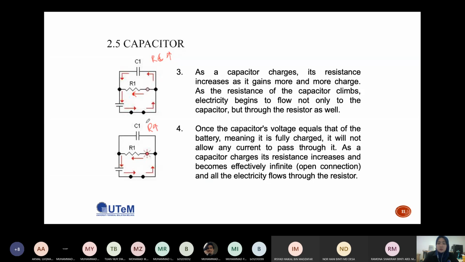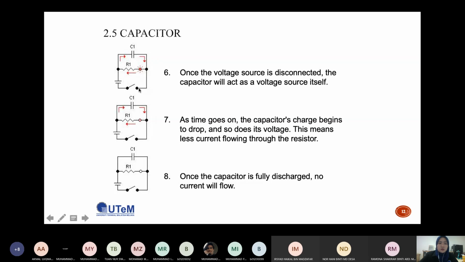So what happens if the switch is now open? We turn off the switch, so now the current cannot flow. However, the lamp can still be turned on because remember the capacitor has already stored the energy. As time goes on, the capacitor charge begins to drop, and so does its voltage, and only then will the lamp turn off. Once the capacitor is fully discharged, no current will flow. Understand the concept of the capacitor.